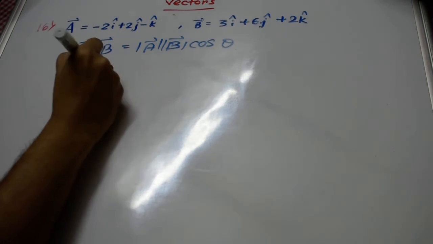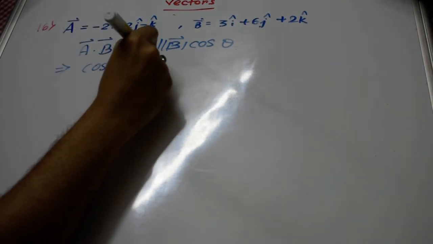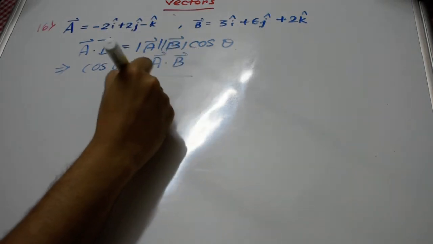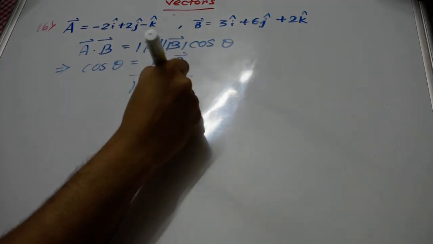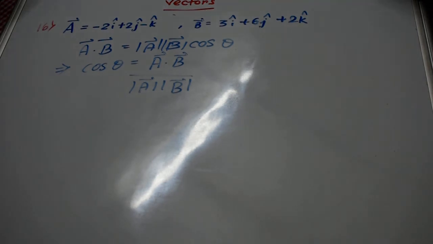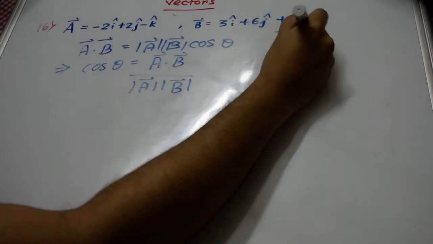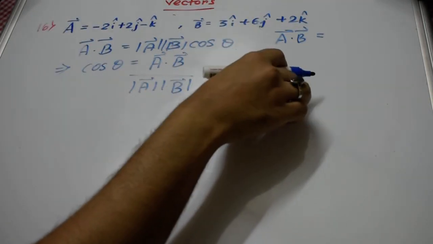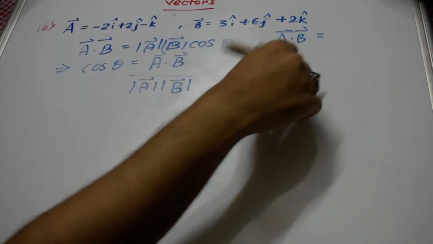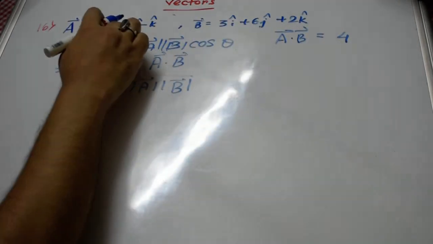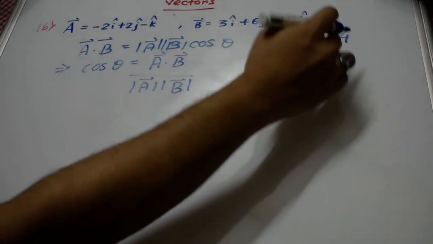So therefore, if I make cos theta the subject, it is equal to the vector A dotted with vector B divided by modulus of A times modulus of B. Alright, so what's A dot B? If I do the dot product, we did it just now, it turned out to be 4, minus 2 into 3, that's minus 6, plus 12 is 6, minus 2, that's 4.